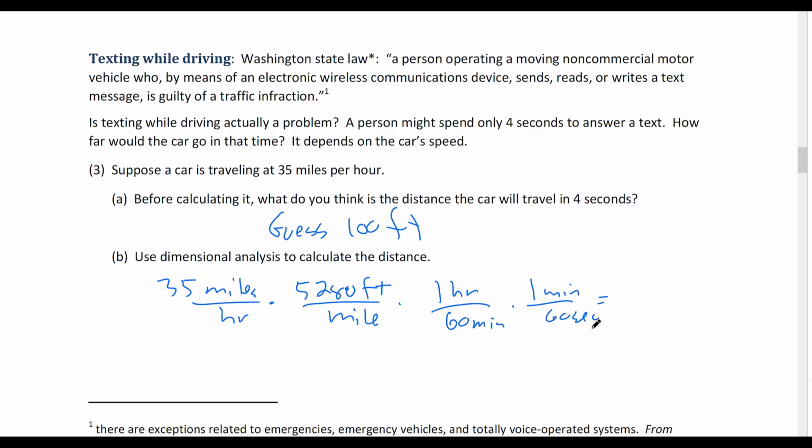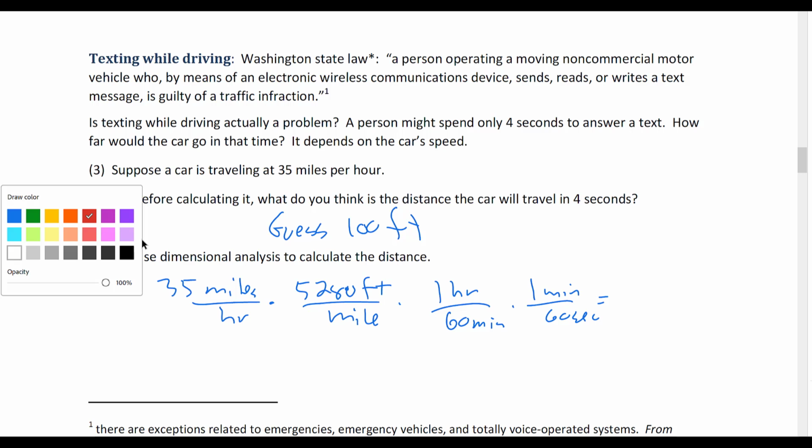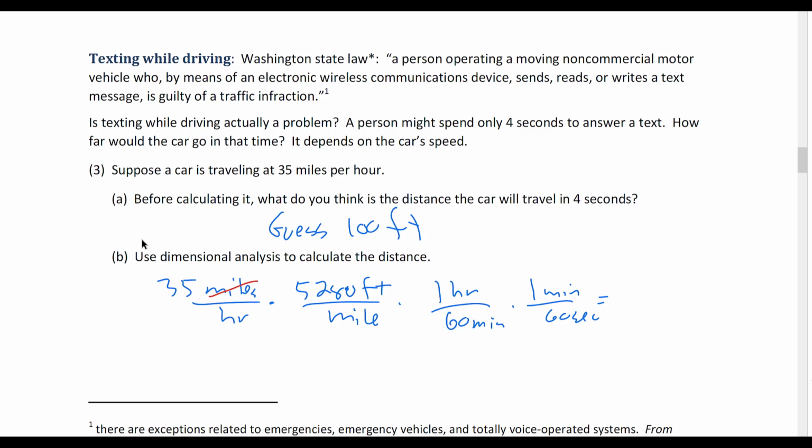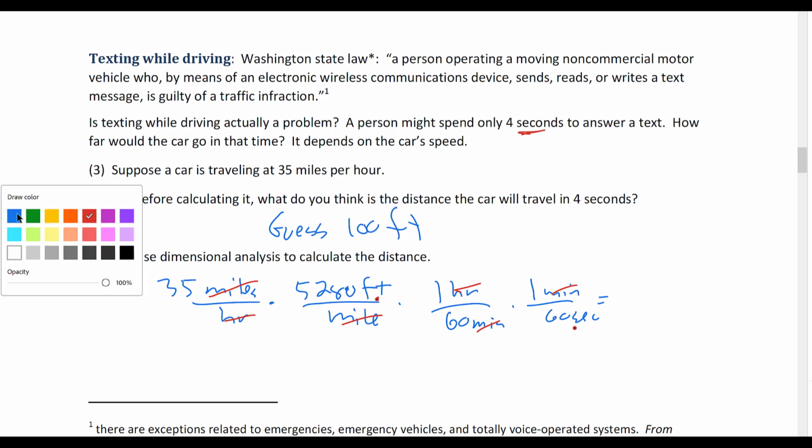So in that, the miles will divide out, the hours will divide out, the minutes will divide out. This will give us feet per second. Then we can multiply that by 4 seconds to come up with how far the person traveled in that time.